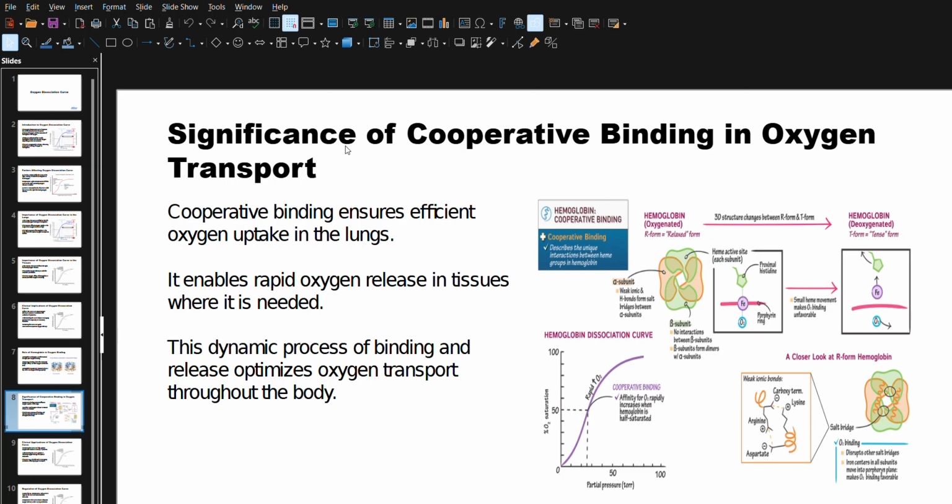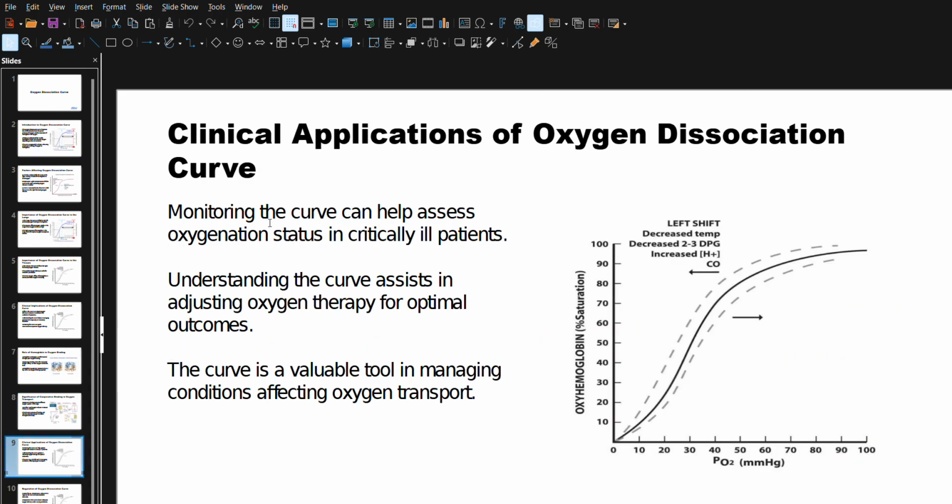So the significance of cooperative binding in oxygen transport, we can see now. Cooperative binding ensures efficient oxygen uptake in the lungs, and it also enables rapid oxygen release in tissues whenever it is needed and where it is needed. This dynamic process of binding and release of oxygen throughout the body is very, very essential in the respiratory and the circulatory systems.